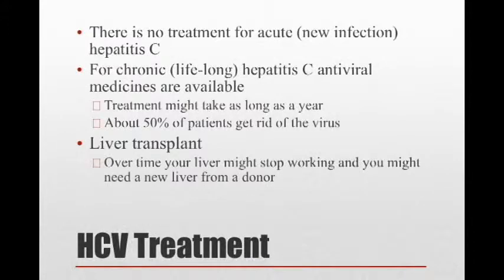There is no treatment for acute hepatitis C. For chronic hepatitis C, antiviral medications are available. But only about 50% of patients get rid of the virus. Again, someone might need a liver transplant if the disease progresses.